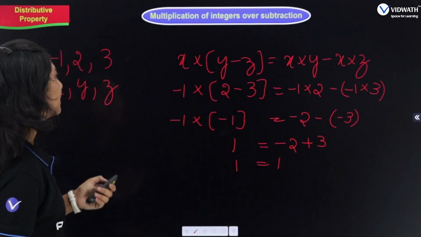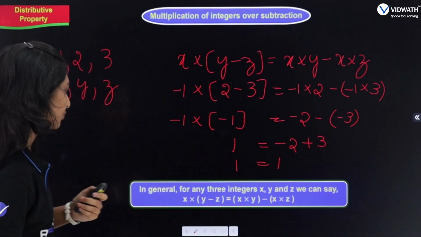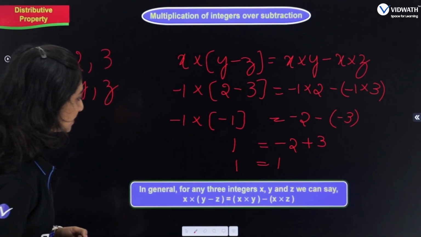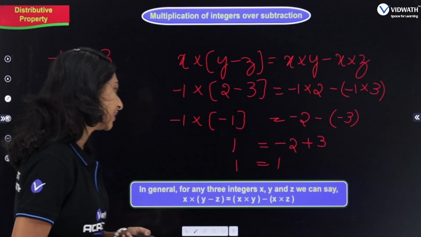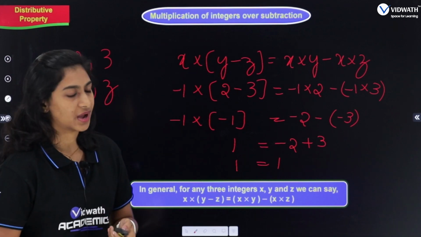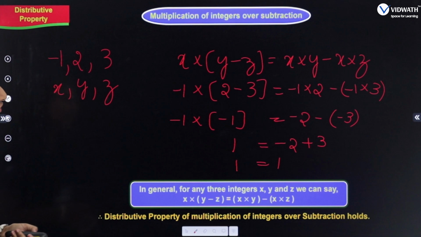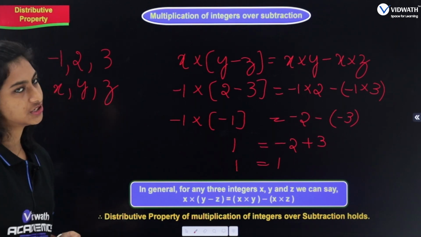So I can say that the distributive property of multiplication of integers over subtraction holds. So in general, for any 3 integers x, y and z, we can say x into y minus z is equal to x into y minus x into z. Therefore, the distributive property of multiplication of integers over subtraction holds.